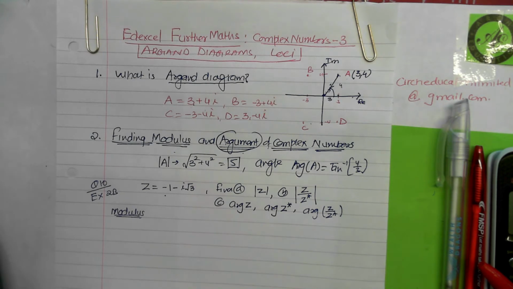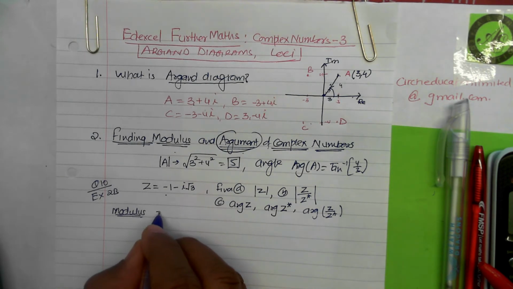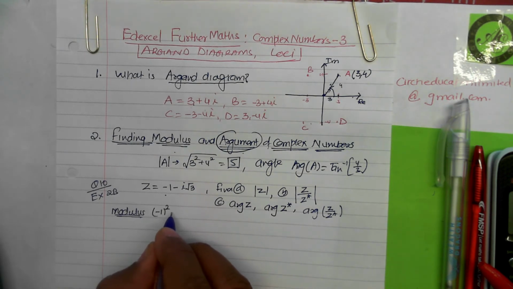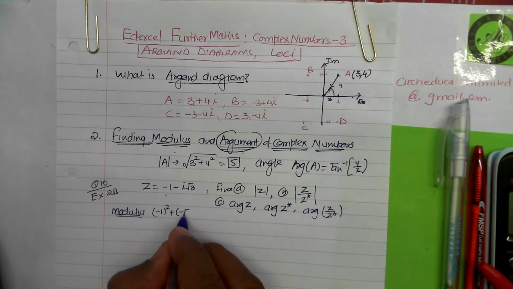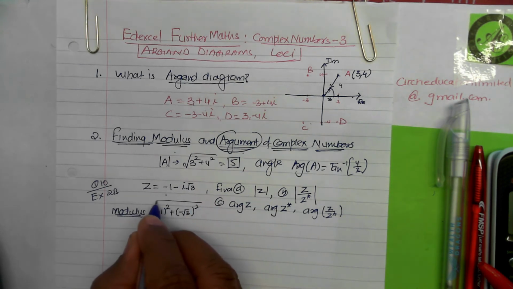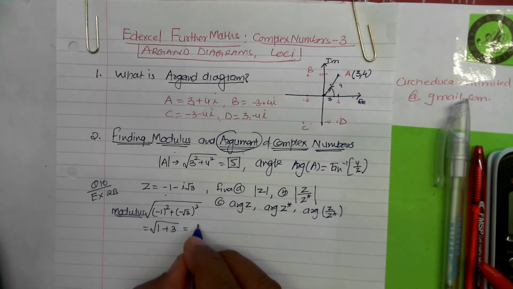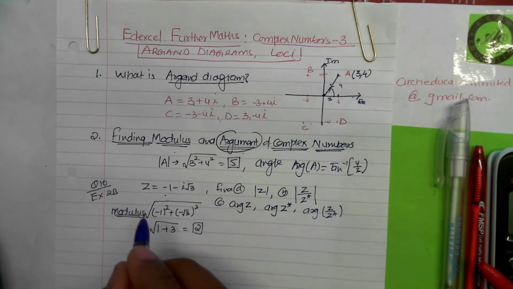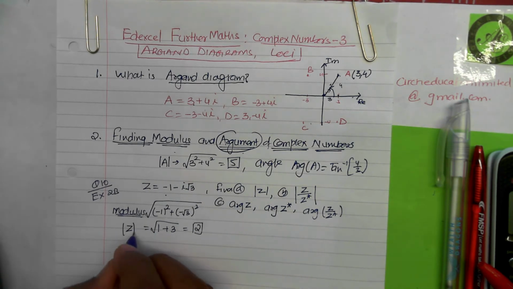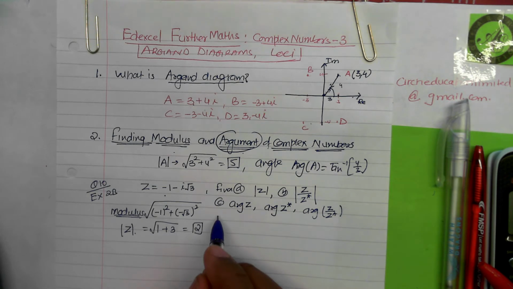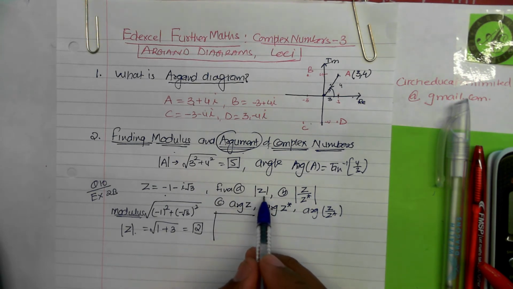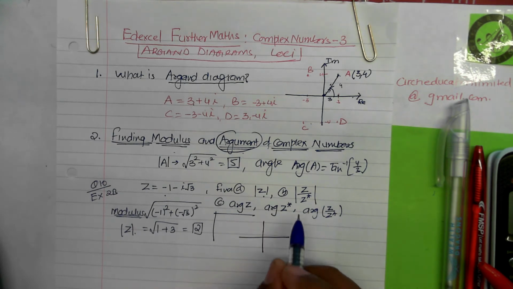Okay, we just do minus 1 squared plus minus root 3 squared, square root, and the answer is 1 plus 3, and the answer is 2. So modulus of z is equal to 2. To find the argument of z for this part, I'm expecting you to first of all, very, very important, draw this on the Argand diagram.